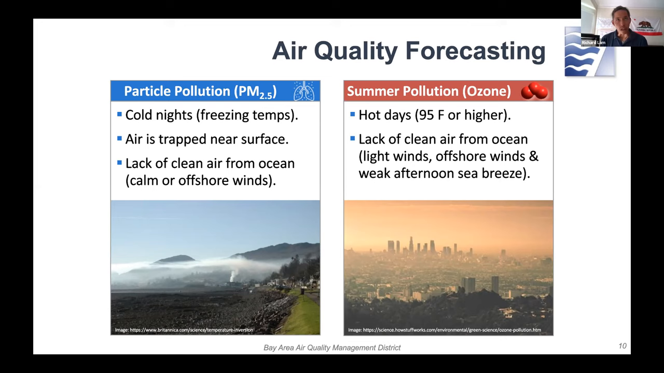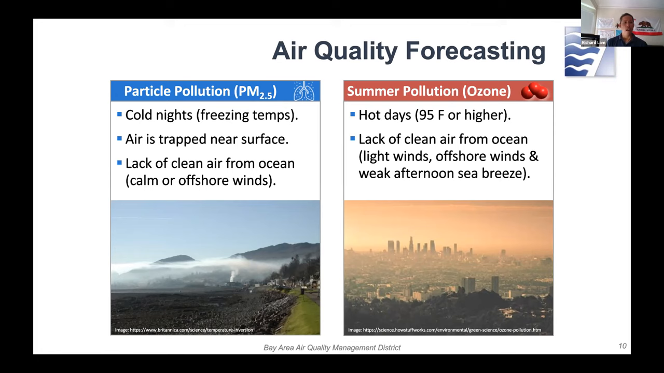In the summer, we are also concerned with ozone. So far this year, it's not too bad. When the temperatures get up to 95 degrees or higher, and we don't have wind from the ocean, that's when we tend to have the pollution get stuck in the Bay Area and not really go anywhere. And that's when we get high ozone.